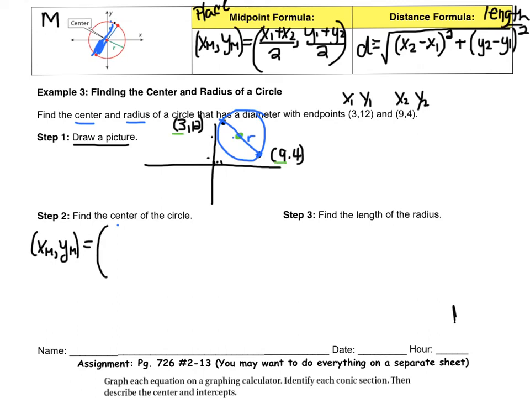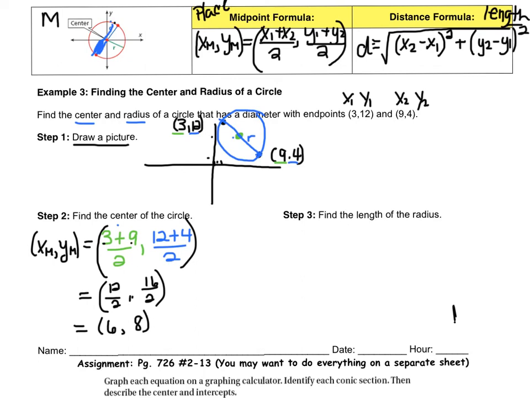So it's going to be 3 plus 9 divided by 2. And the other coordinate will come from adding up the y's, 12 plus 4, and dividing by 2. So let's simplify this. We have 3 plus 9 is 12 over 2, and 12 plus 4 is 16 over 2, which gives us 6, 8. That means the middle, that green dot right there, is at 6, 8. Given our other coordinates, that seems pretty reasonable. 6, 8 is the center.